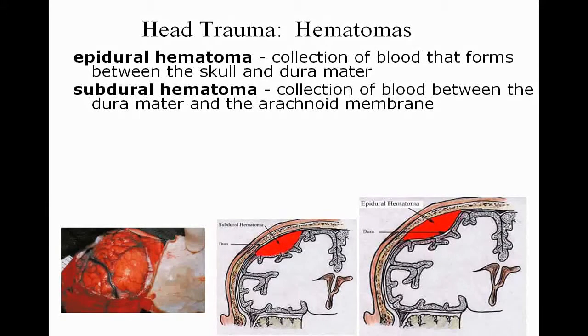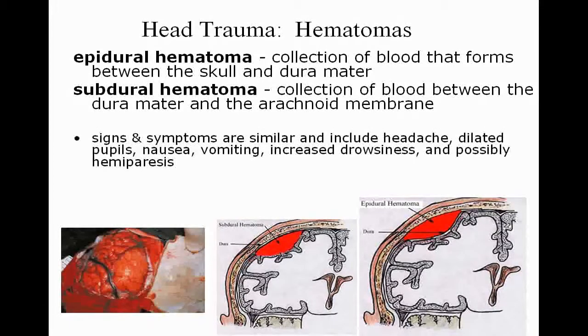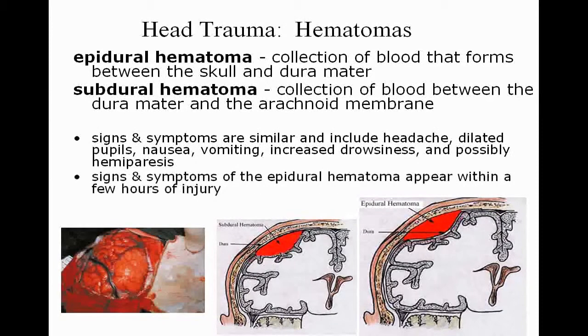The subdural hematoma, the collection of blood is between the dura mater and the arachnoid membrane. Signs and symptoms are going to be similar. You know, we're talking about trauma. The person's head is going to be aching. They're going to have a headache, dilated pupils, nausea, vomiting, being very drowsy, possibly even losing the use of one side of their body. The signs and symptoms, again, are about the same because we're talking about these hematomas, these collections of blood that have formed and put pressure on the delicate brain tissue.